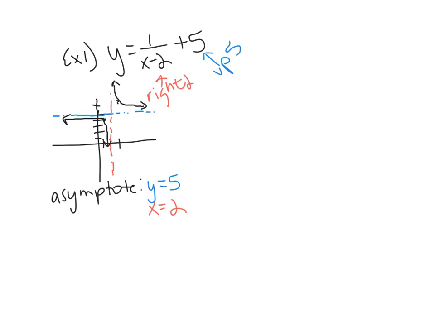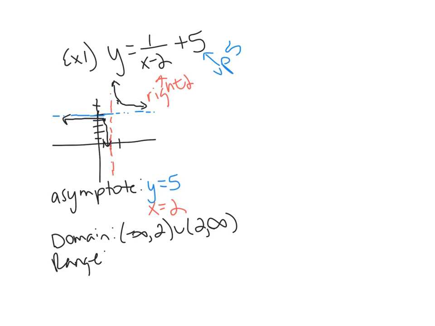And so we've listed our asymptotes again. Let's list our domain. How does our domain change? So our domain is everything except our vertical asymptote, which is 2. So we have negative infinity to 2, union with 2 to infinity. And for range, I have everything except our horizontal asymptote at 5.